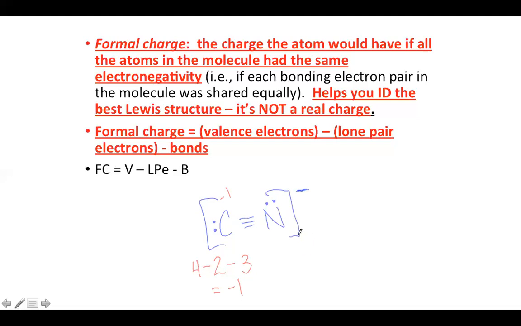Now, if we look at nitrogen and do the same kind of thing, nitrogen has 5 valence electrons. Minus, there's 2 electrons specific to it in this lone pair. Minus, there's 3 bonds between carbon and nitrogen, so it would get half those electrons, or 3. So nitrogen has a formal charge here of 5 minus 2 minus 3, which is 0.